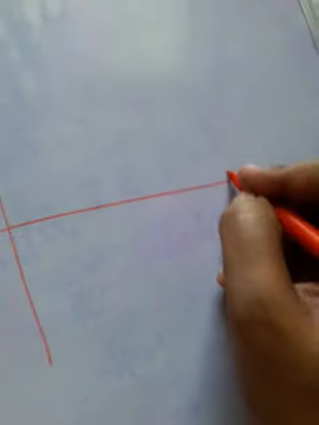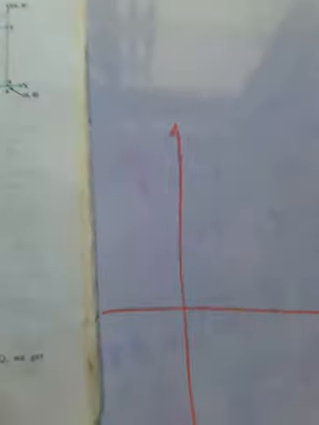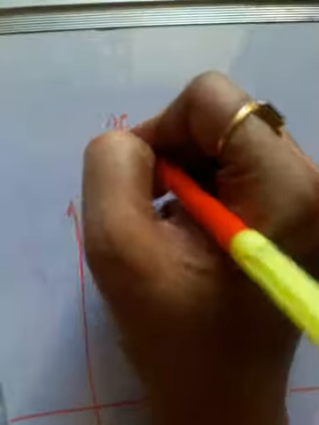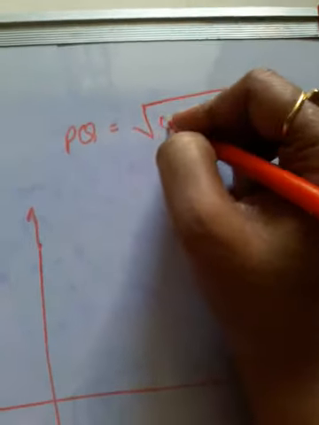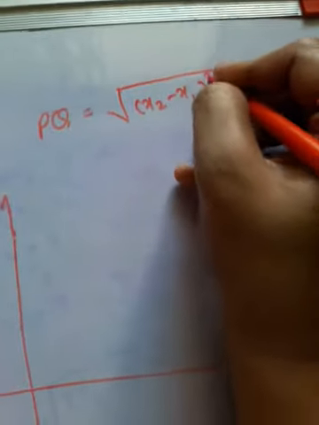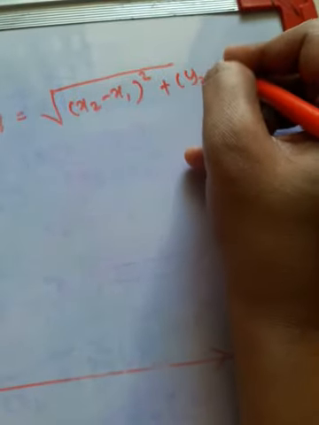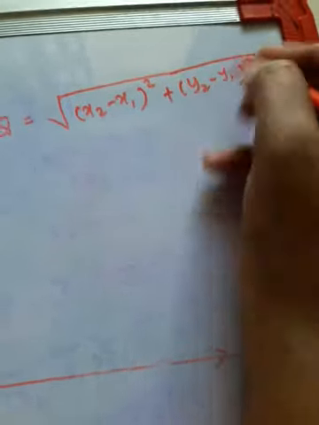Okay, now the first point of this chapter is the distance formula, meaning how to find the distance between two given points. Suppose in one quadrant or anywhere, two points are given, so find the distance by the distance formula. The distance PQ is the square root of (x2 minus x1) squared plus (y2 minus y1) squared. Okay, how to derive this formula?